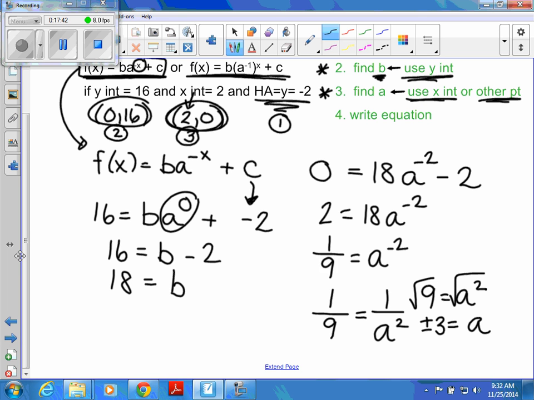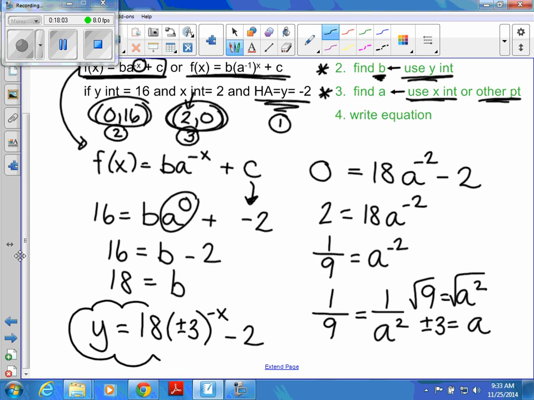So what's your final answer? Your final answer is y equals, I'm not going to use f(x), I'm going to use y equals, my B comes first, which is 18, my A comes next, which is plus or minus 3, raised to the -x power, minus 2. Final answer. You need to know how to do this for the test. So I'm going to go through it one more time so that you understand what you're doing.